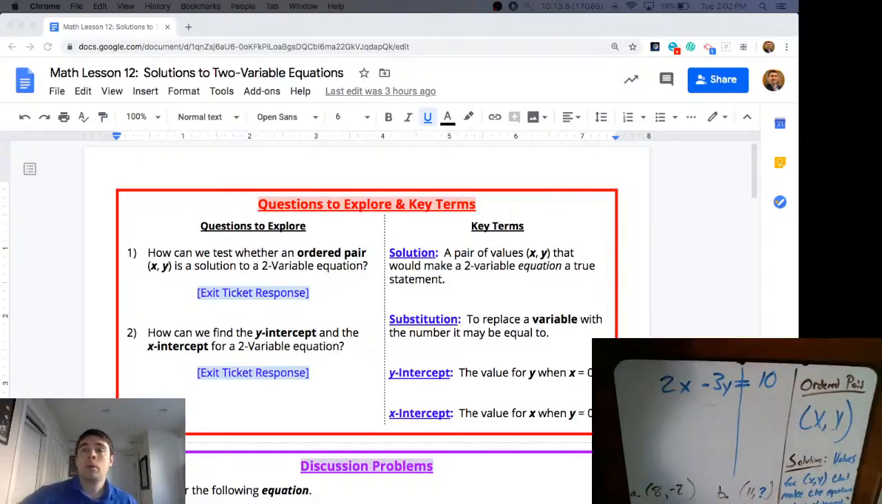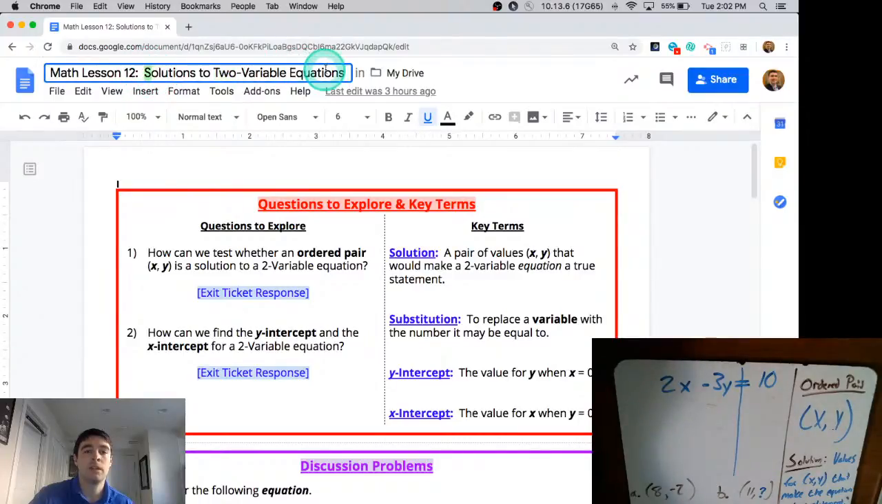Alright, what we're going to move into this week, all of our assignments are going to start focusing on equations that have two variables in them. So you can see the name of this assignment is Solutions to Two Variable Equations. We're going to start looking at equations that have an x and a y in them.